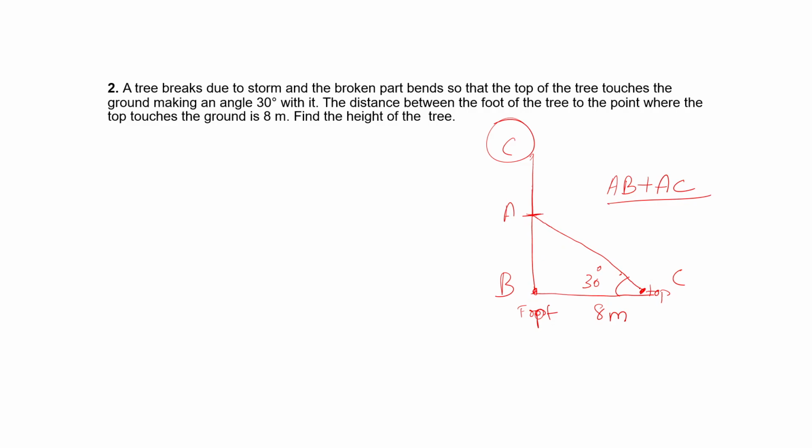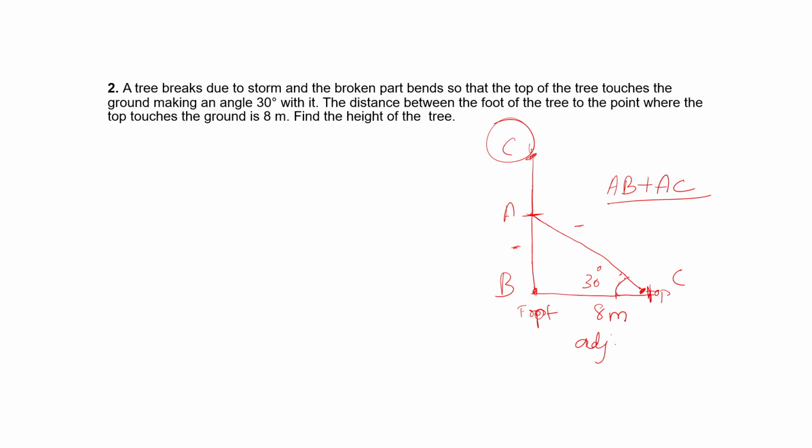First understand the question clearly, don't find AB and leave. We have to find the height of the tree, which means we have to find the total BC. BC is nothing but BA plus AC. So we have to find the hypotenuse also, and this opposite side also, and then add the two, that is the answer. Okay, so how can we proceed? We are given the adjacent. This is the angle, so this side is adjacent.